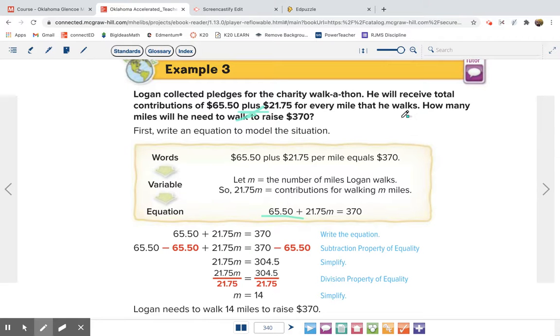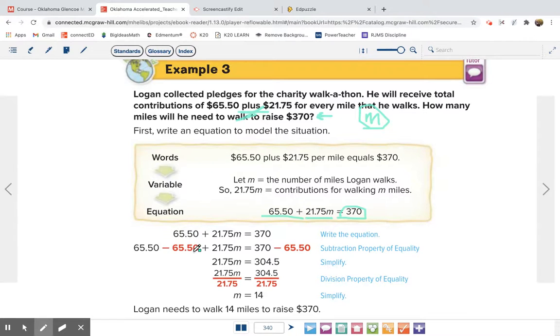We don't know how many miles he walks, so we can use M to represent that. But he gets $21.75 for each one. So if he walked 5 miles, it'd be $21.75 times 5. So it's 21.75 times M. And then it says, well, how many miles will he need to walk to raise $370? So we're going to have to also solve for M, but that's helpful because now we have something we can set it equal to. We can set it equal to 370 total to now solve for M, since they actually ask us how many miles he would need to walk. So here's our equation, and then we would solve it.